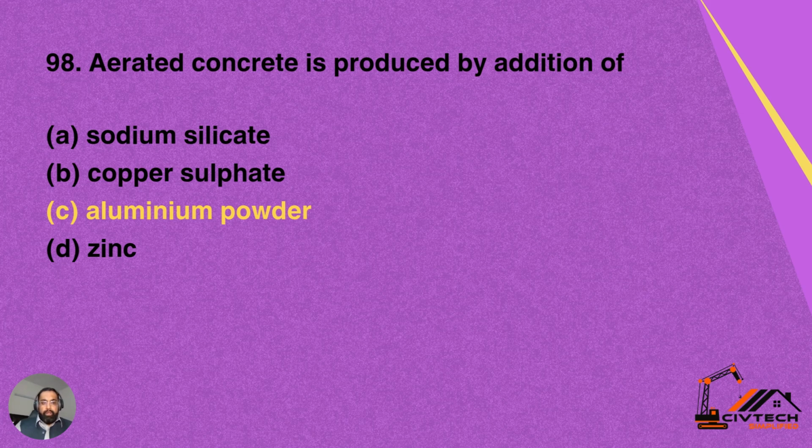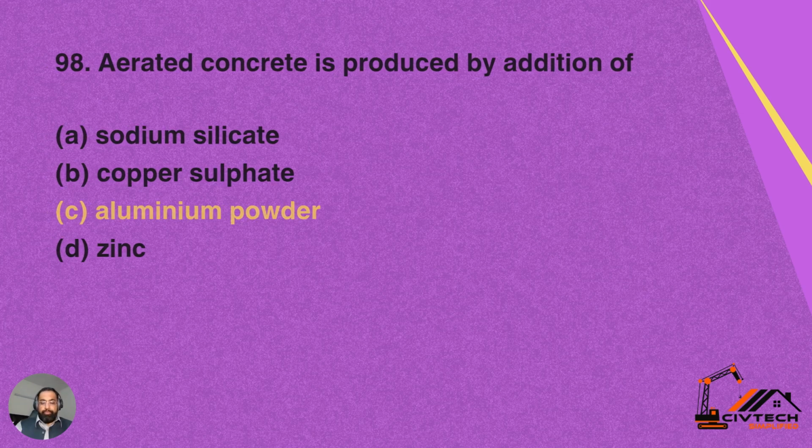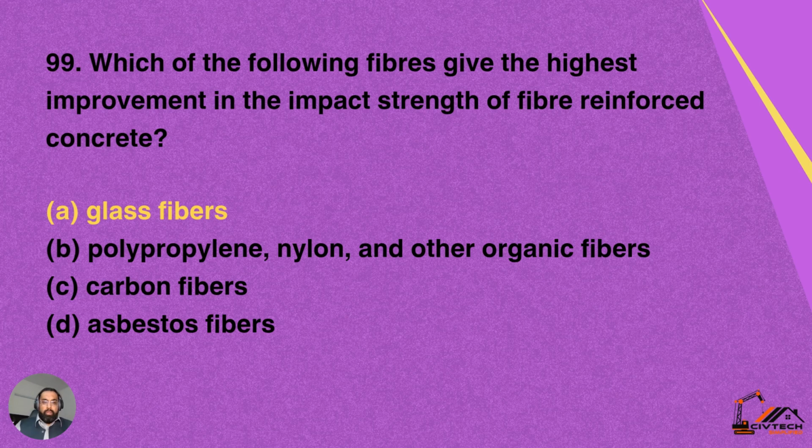Question 98. Aerated concrete is produced by addition of: option A, sodium silicate; option B, copper sulfate; option C, aluminium powder; option D, zinc. Aerated concrete is produced by adding aluminium powder. Option C is the correct answer for this question. Aluminium powder is used in the concrete, which makes it aerated concrete.